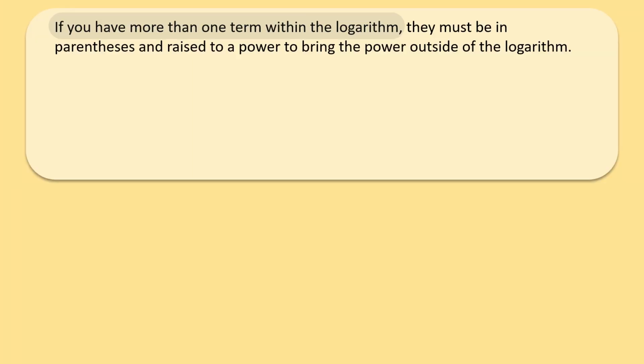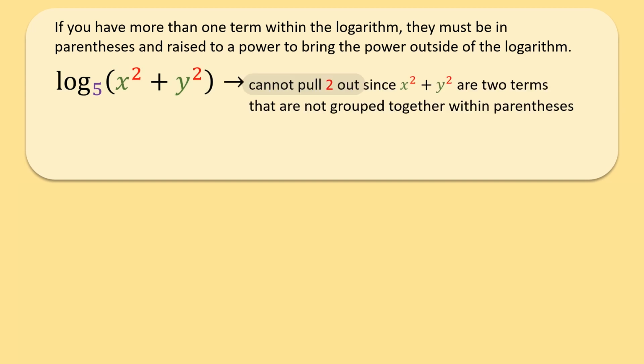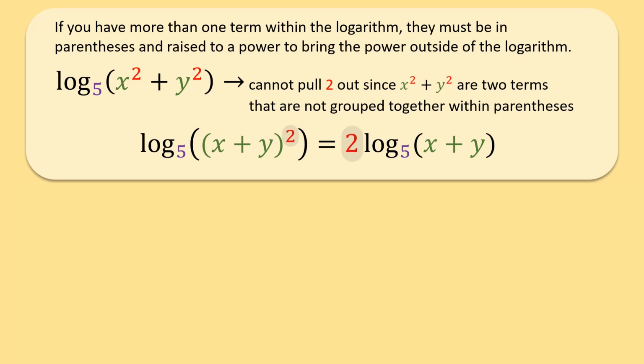If you have more than one term within the logarithm, they must be grouped together in parentheses and raised to a power to bring the power outside the logarithm. Consider log base 5 of x squared plus y squared. Here, we cannot pull the 2 out front of the logarithm since x squared plus y squared are two terms that are not grouped together within parentheses inside the logarithm. If this was log base 5 of (x plus y) all raised to the second power, I could bring the 2 out front of the logarithm. Make sure everything inside the logarithm is within parentheses all raised to the power before you bring it out front.